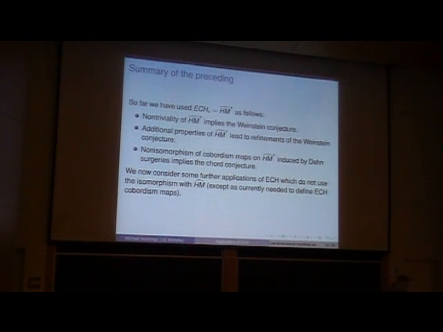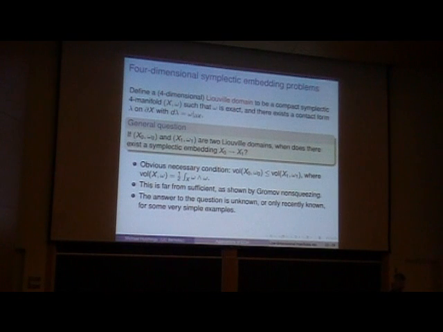Okay, so for my last application, the last application doesn't really use the isomorphism with Seiberg-Witten, except that we currently need the isomorphism with Seiberg-Witten to define cobordism maps. But if you have these cobordism maps, then there's one more thing you can do with them, which is study 4-dimensional symplectic embedding problems.